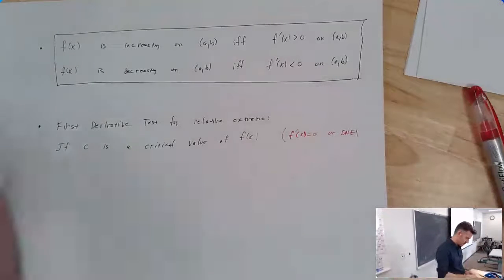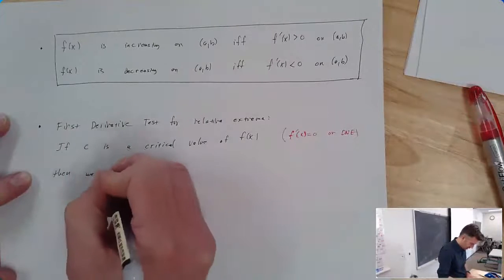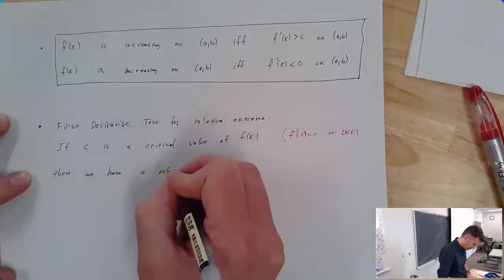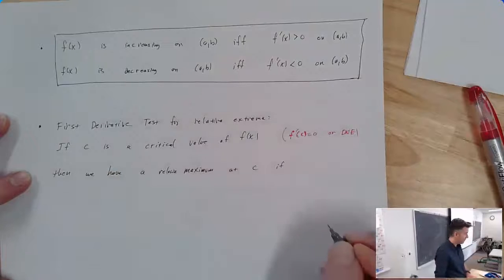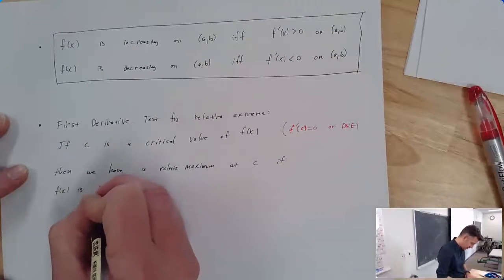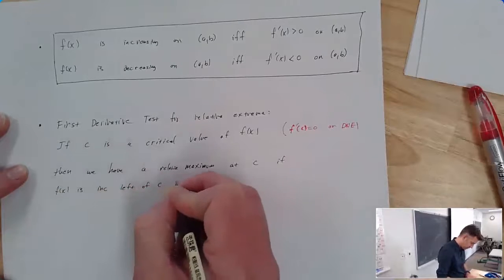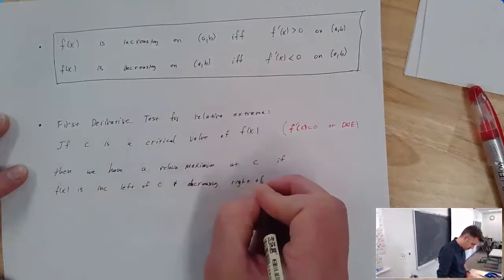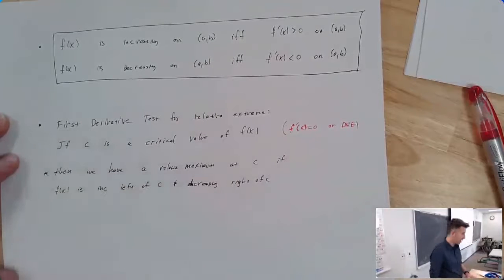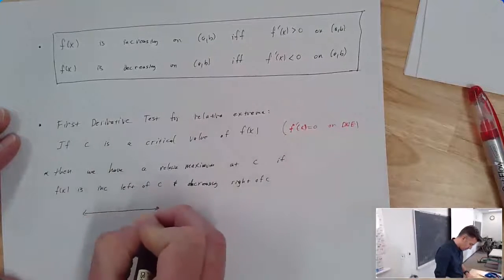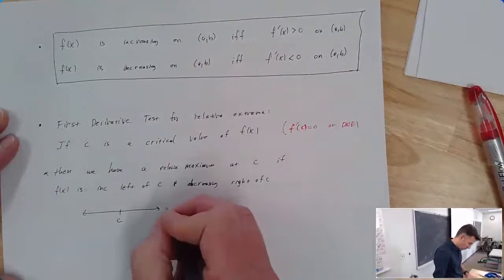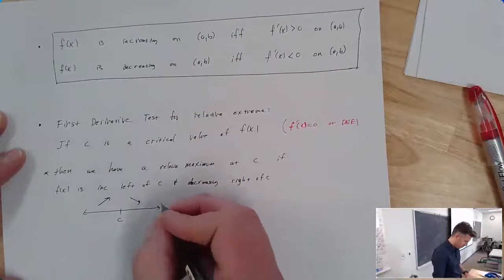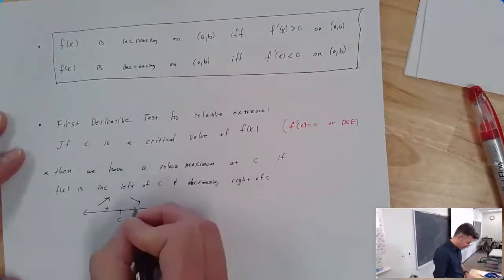So if C is a critical value of f of x, then we say that we have a relative maximum at C if f of x is increasing left of C and decreasing right of C. Now, it's much easier to just draw a little picture for this. The whole idea is that if C is a critical value, then we want the function to be increasing to the left and decreasing to the right to have a relative maximum. Or in other words, the derivative has to be positive to the left and negative to the right.